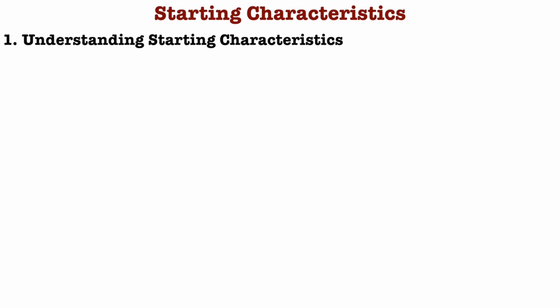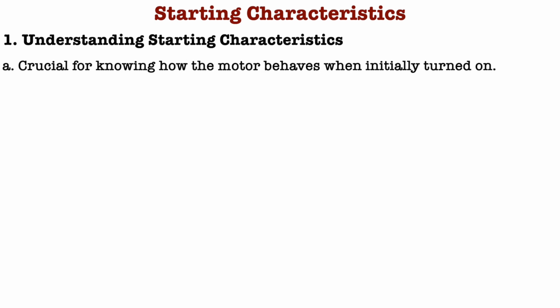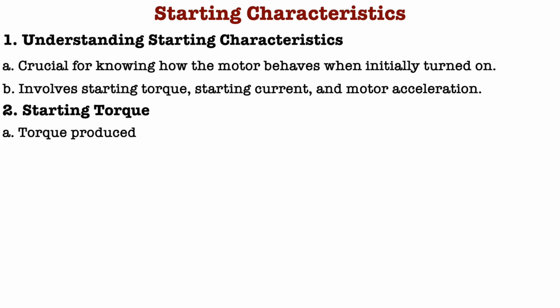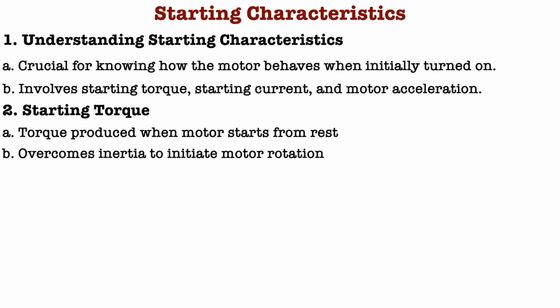Starting characteristics. The starting characteristics of a DC motor are important for understanding how the motor performs when it is initially turned on and how it progresses from a standstill to operating speed. These characteristics involve examining parameters such as starting torque, starting current, and the behavior of the motor as it accelerates. Starting torque is the torque produced by the DC motor when it starts from rest and overcomes inertia and starts the rotation of the motor.